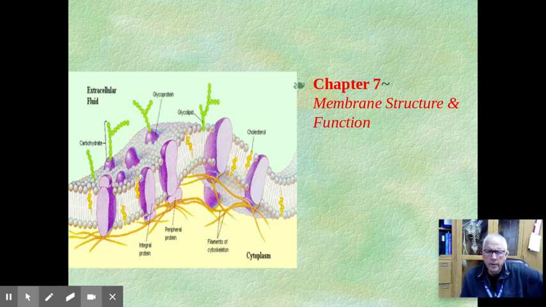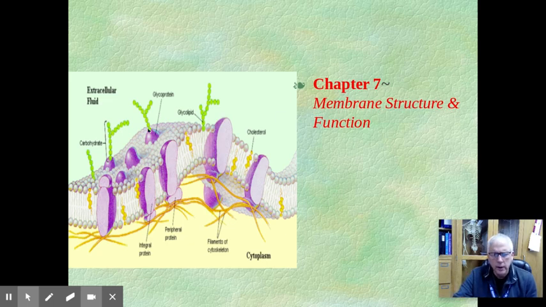Starting a new chapter today, chapter 7, which is really kind of a continuation of the last chapter. So the cell, we're just going to focus in on cell membranes and not just their structure, but how things flow through them, diffusion, osmosis, things like that. Okay, so let's start with their structures.